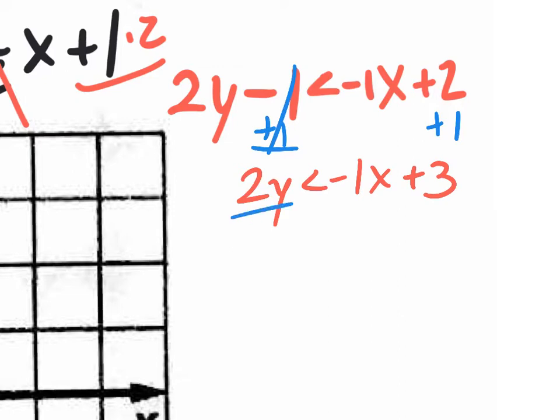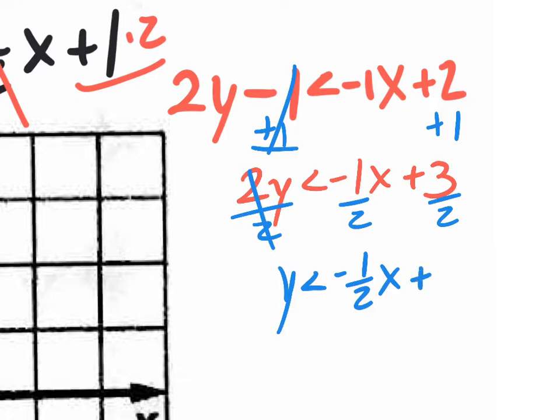Final step is to divide by 2, divide by 2, divide by 2. Y is less than negative 1/2 x plus 3/2, which is really 1 1/2. Yeah, this was not that fun. We should have just dealt with the decimals. Anyhow, let's deal with this. It's already in slope-intercept form.